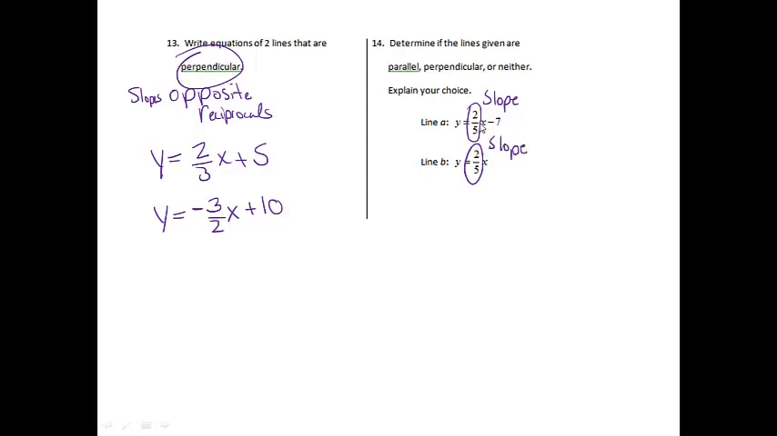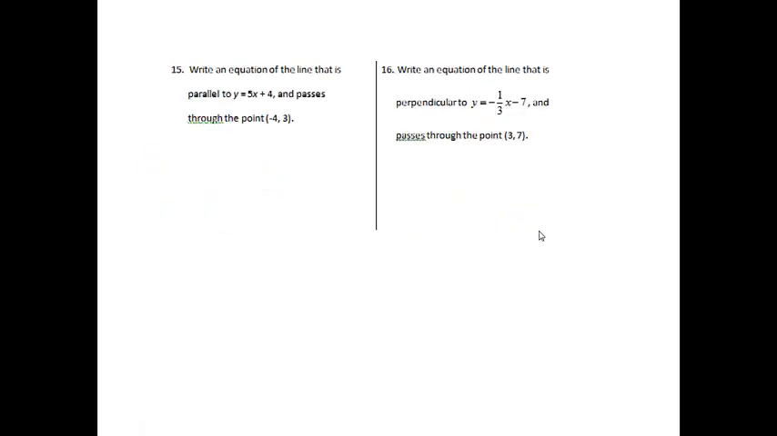So if you look at the slopes, they both are 2/5. And if we have the same slope, then we know our lines are parallel. So the lines are parallel, and then it says to explain your choice. I will just say they both have the same slope.